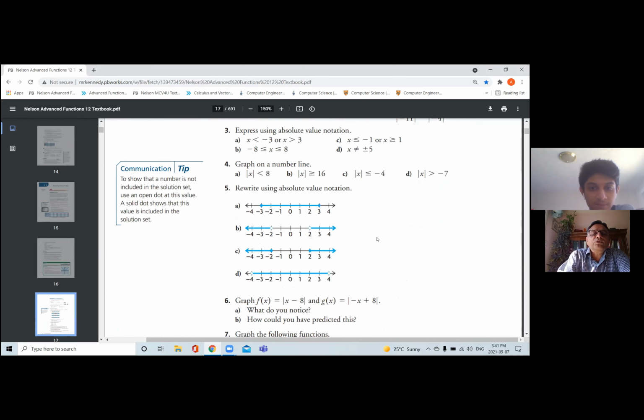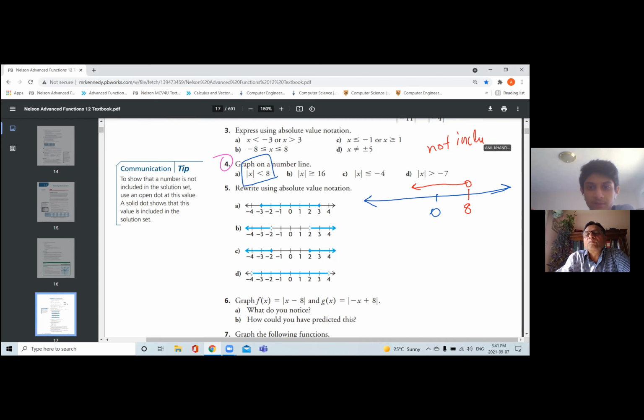Okay, so let's look into question number 4 first, where we say absolute value is greater than or equal to 16, for example. Let me just sketch a line here. On this line, let's do this first: x less than 8. So let us say we have a 0 here, and I want to sketch less than 8. So somewhere here we have 8. I will put an open circle and then go left, where this point is 8. So an open circle means not included.